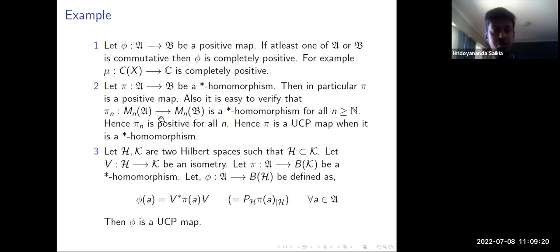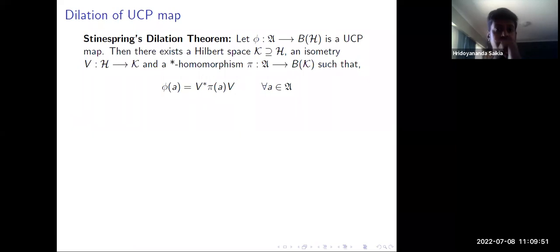In example 2, we discussed that every star homomorphism is actually a UCP map. In the third example, we have taken the help of star homomorphisms to define a new class of UCP maps. Now, the question we may ask is how different these UCP maps are from the star homomorphisms. This dilation theorem gives you the answer. Let us discuss this theorem.